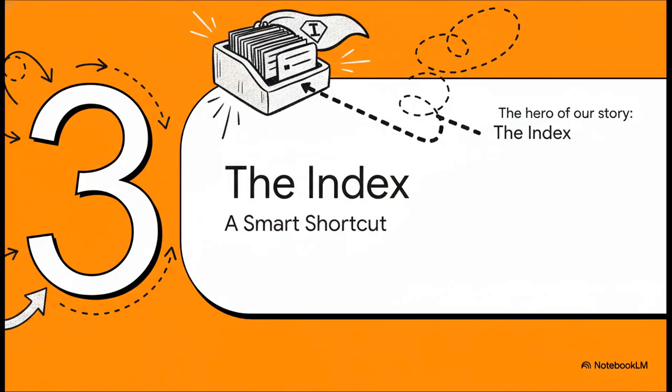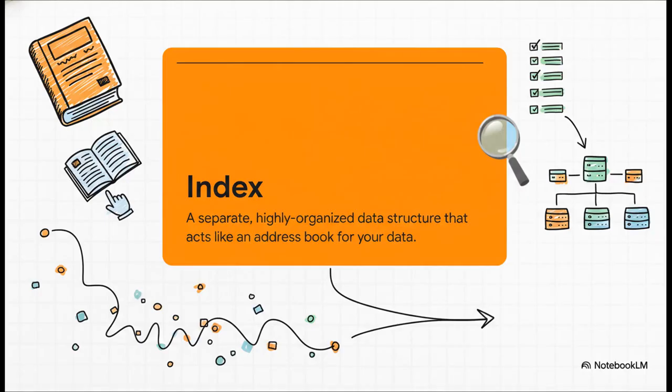But of course, there's a much, much smarter way to work. And this is where the hero of our story comes in, the index. An index is a totally separate, highly organized data structure. The best way to think about it is like the index at the back of a textbook. Instead of reading the entire book cover to cover to find one topic, you just look it up in the small, sorted index, and it tells you the exact page number you need to go to.